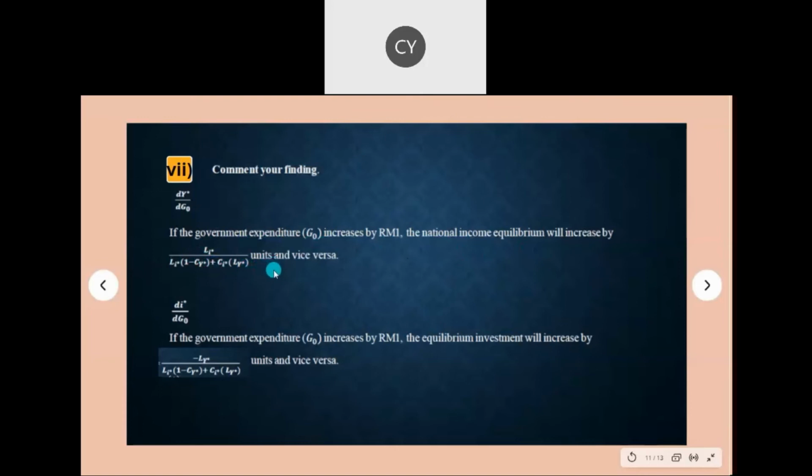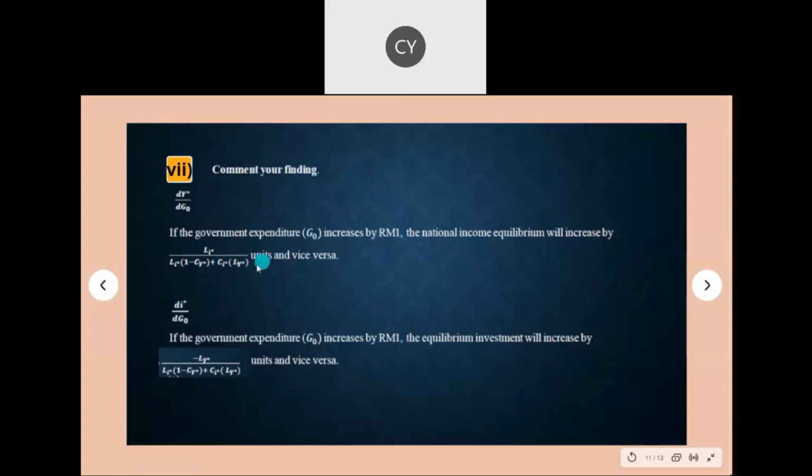Next, the same goes for the effect on I star. It is a positive relationship between G now and I star. If the government expenditure G now increases by RM1, the equilibrium investment will increase by negative LY star over LI star times 1 minus CY star plus CI star times LY star units, and vice versa. And for this answer, we use Cramer's rule to find the determinant J2 per determinant J, same as the previous answer.